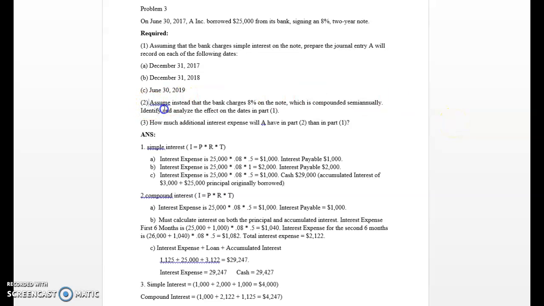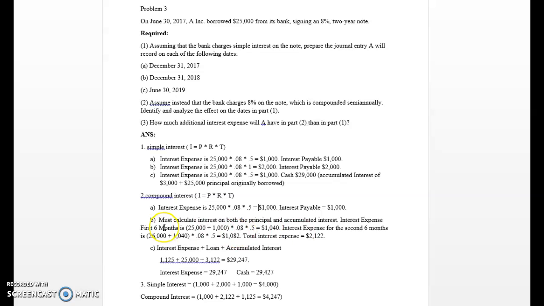On to question 2, assume instead that the bank charges 8% on the note, which is compounded semi-annually. Identify and analyze the effects on the dates in Part 1. So, for Part A, for compound interest, we're using, once again, the same equation, I equals P times R times T. So, interest expense for this case is going to be $25,000, the amount we borrowed originally, times 8% times 0.5, because going from June 30th to December 31st, we said before, is only 6 months, so it's half a year. It's going to give us our interest expense of $1,000. So in the journal, interest expense will go up $1,000, and interest payable will go up $1,000.